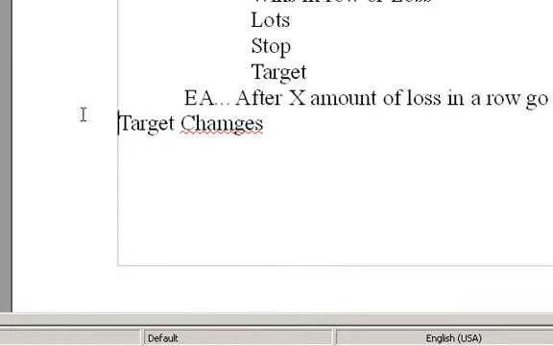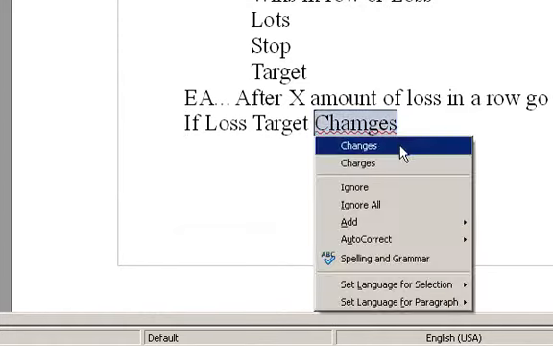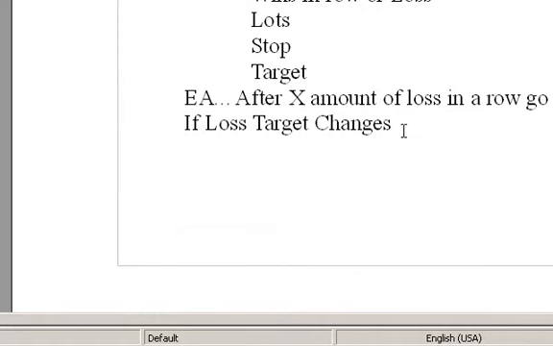It goes like this. If loss, target changes. It's pretty simple. It goes range, ATR, still sells the same amounts and everything, and then trail. Okay, it'll still do that. Range, ATR, and trail. It just switches the order.